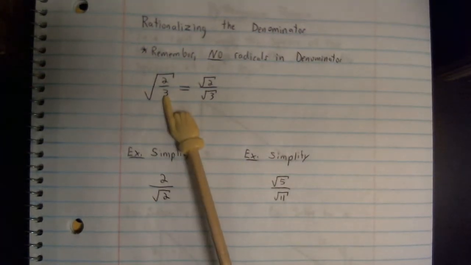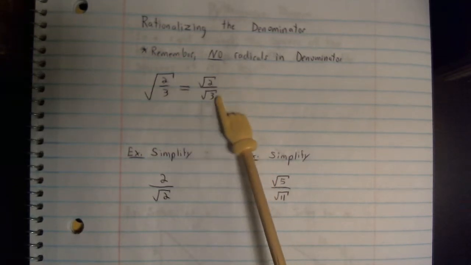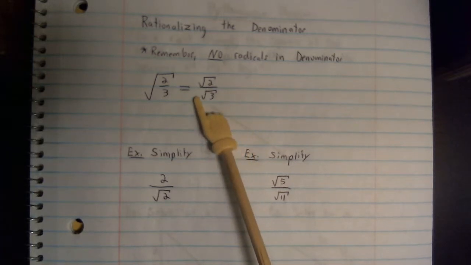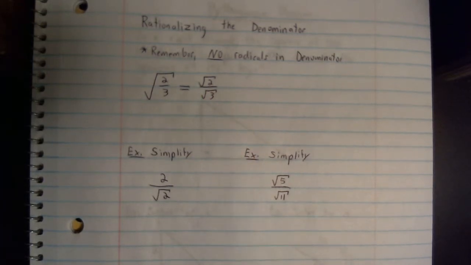So here's an example. We get 2 over 3 under the radical, and we break it up so we have root 2 over root 3. Well, this is all good except for the radical. So how do we get that out of there? Well, this is it, guys. We're going to multiply this by 1.